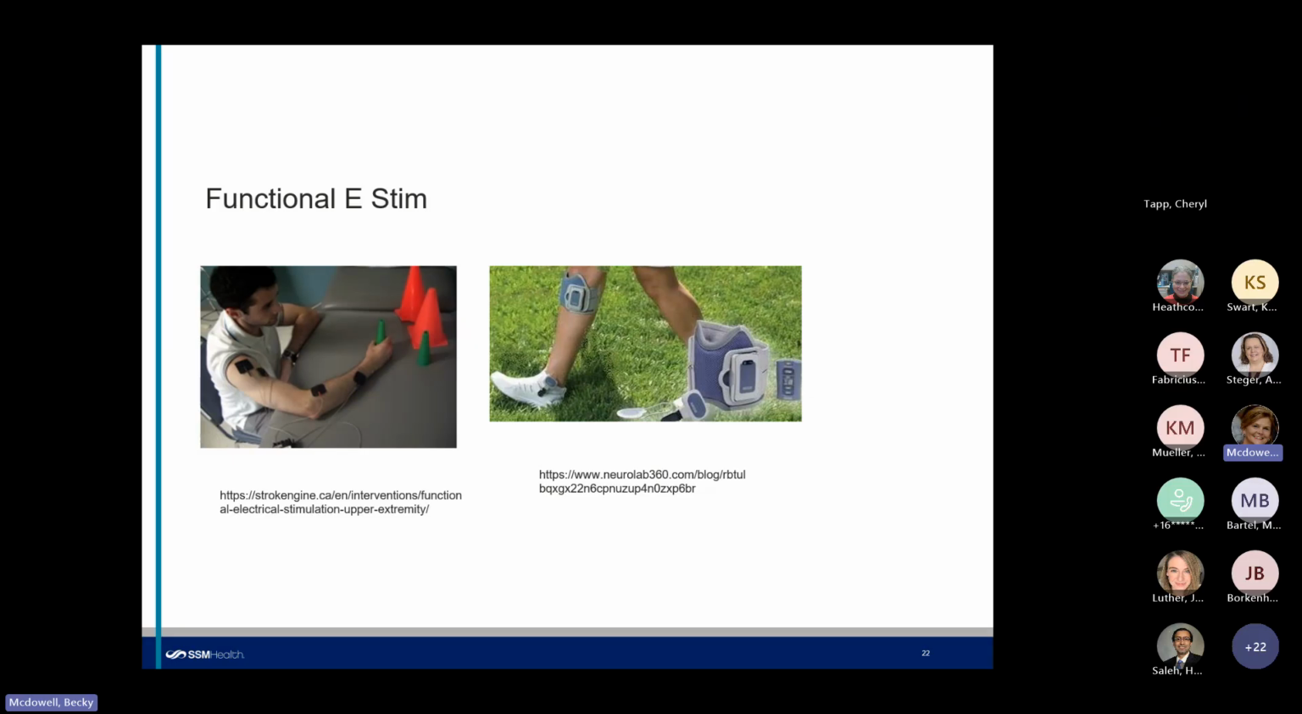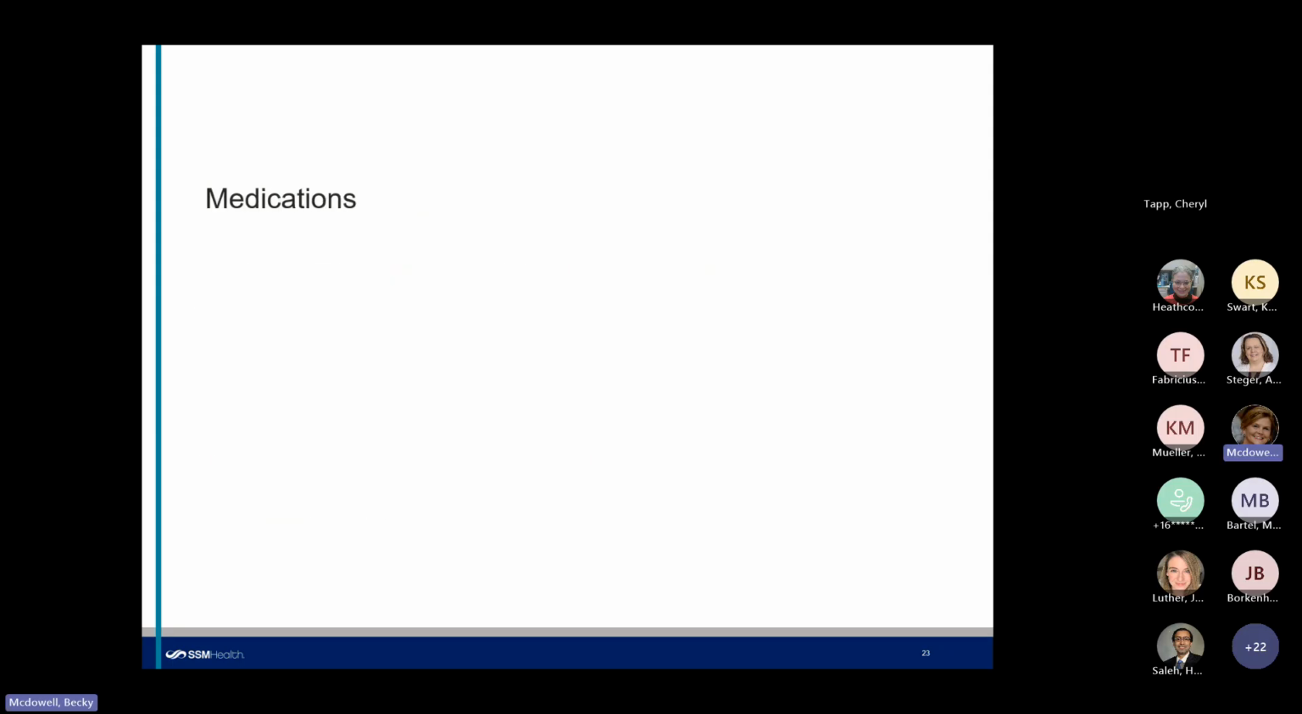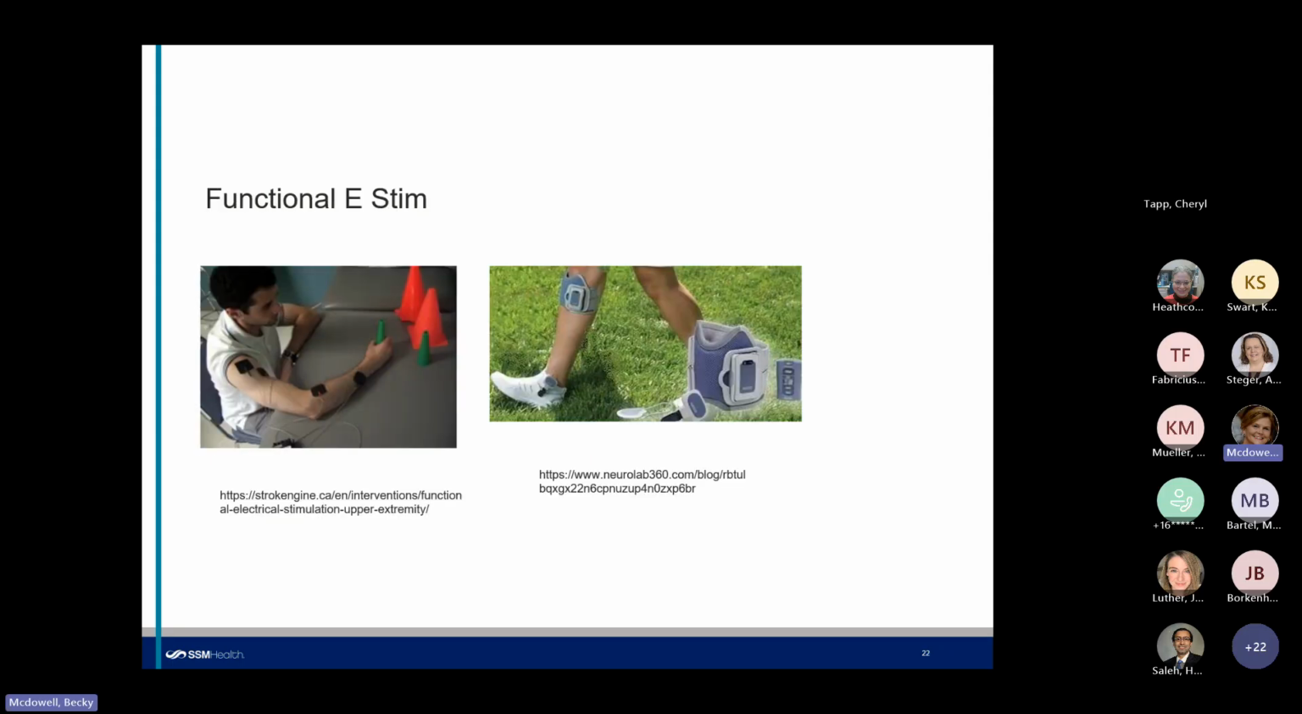On the right side, we see a picture of a person walking, and they have an electrical stimulation device on their lower leg. In this case, this device would send an impulse to the tibialis anterior, which would cause dorsiflexion of the ankle, and it could help them walk without catching their foot on the ground due to plantar flexion spasticity. Multiple companies make devices like that, and this is just one of them. They also have devices for functional E-stim for the arms to cause finger extension.